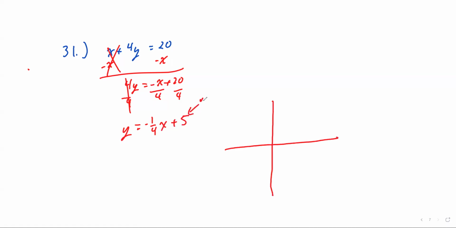Again, start off with my y-intercept, which is (0, 5). 1, 2, 3, 4, 5. And then this right here will tell me to go down 1, and then I'll run 4. So there we go.